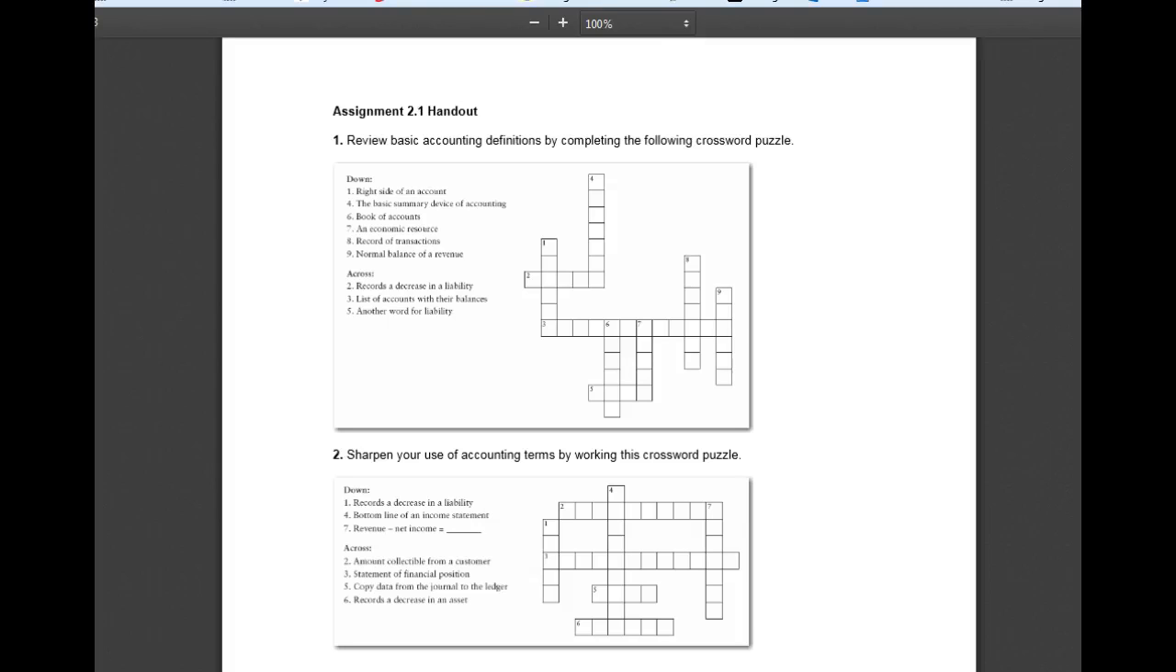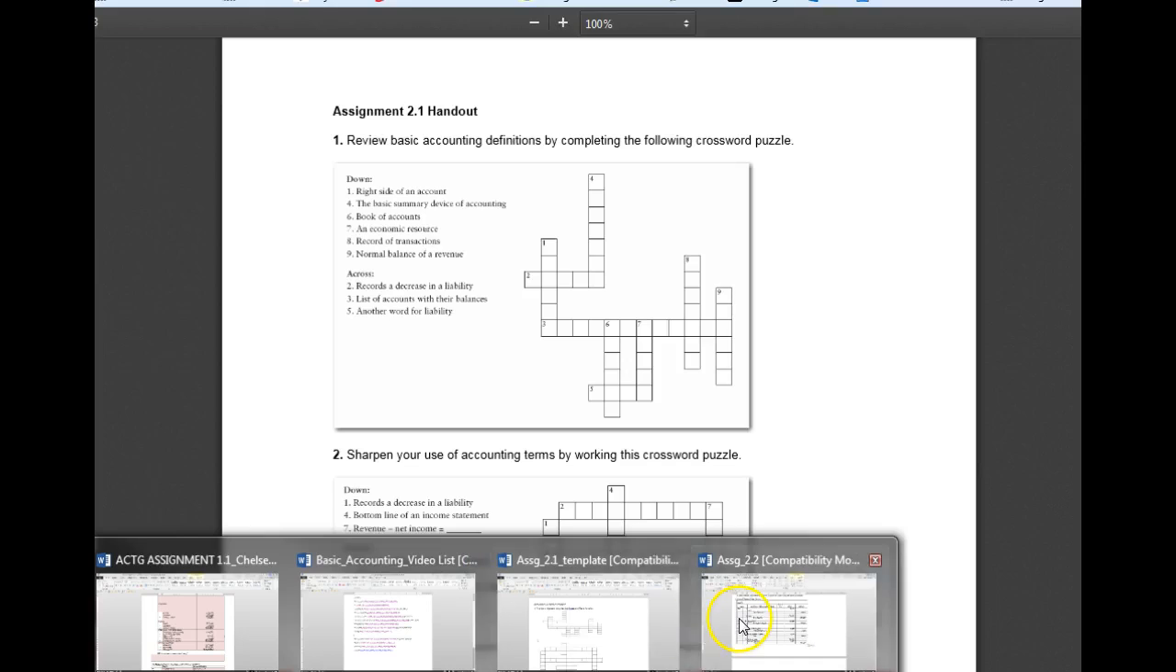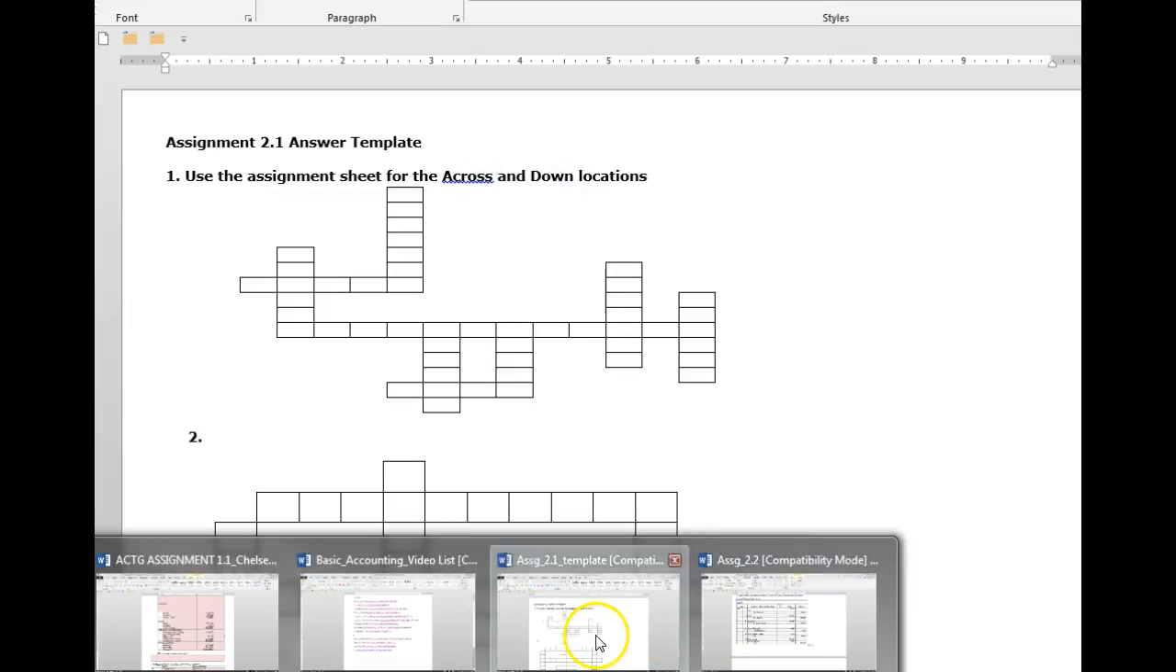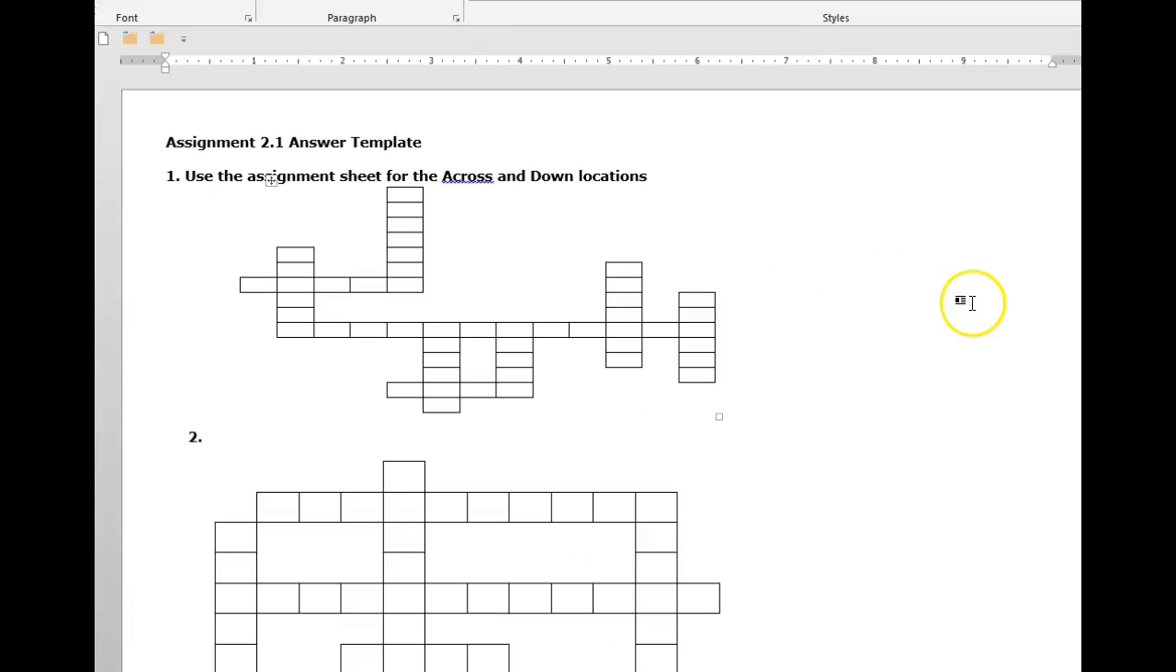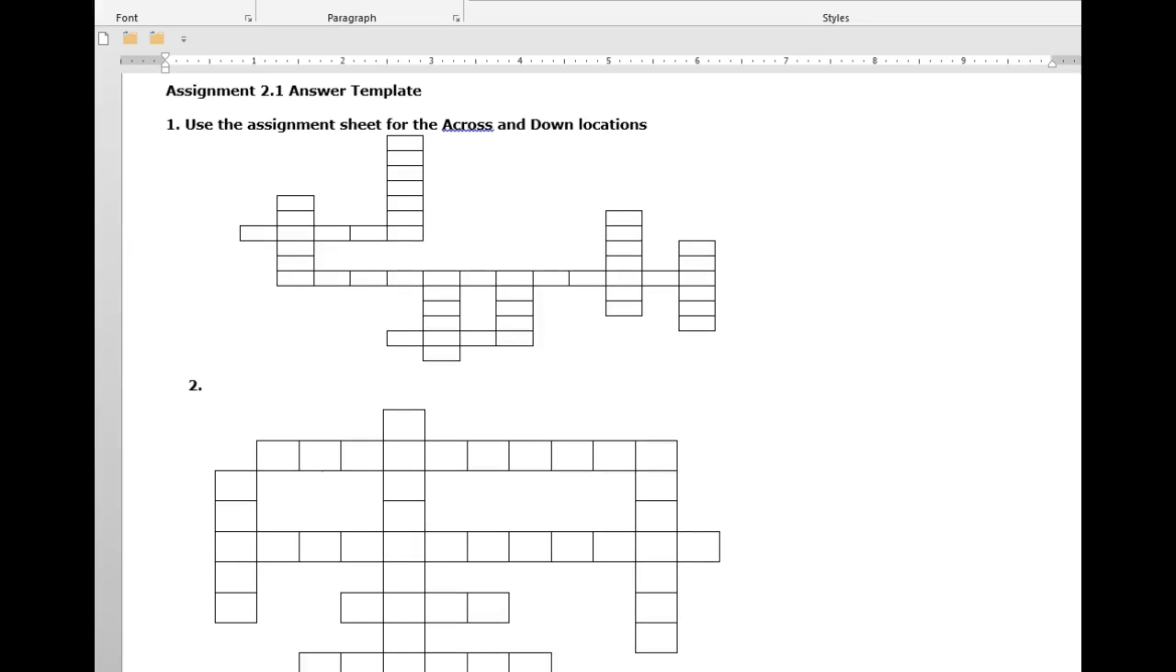Wrap up this week. This is assignment handout 2.1, and you start off with crossword puzzles, which are really kind of fun. It's just vocab. On the template that I've provided, simply fill in. You can just click in each one of the cells and put a letter in there and spell things out.